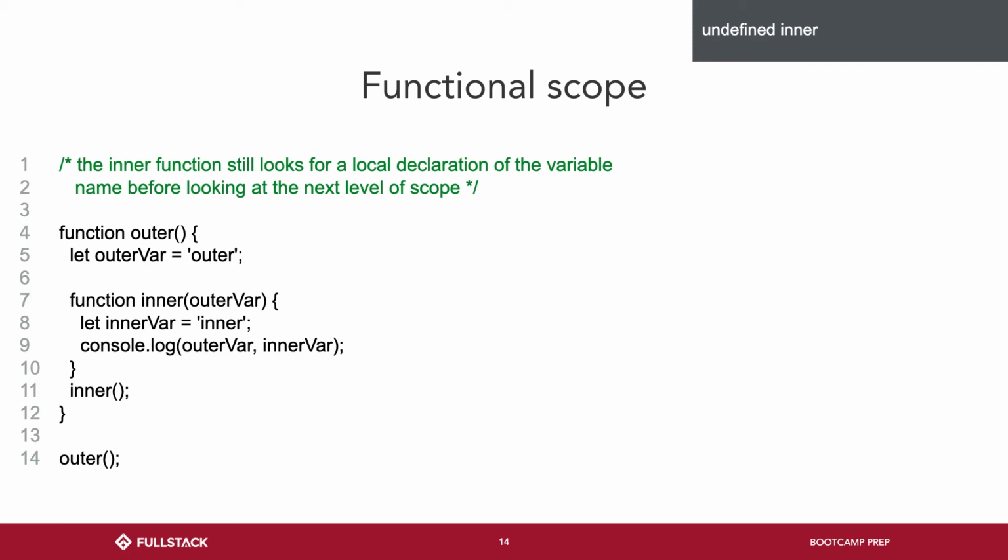So, the inner function still looks for a local declaration of the variable name before looking at the next level of scope. Even though we don't pass anything into inner, outer var is still declared, so we won't look up here. It's still there. It has a value, you just gave it nothing. You gave it undefined, right? Because you give it nothing, then it is undefined. So we have undefined inner. I showed you that as well in the row, right? Remember? Like 20 minutes ago?